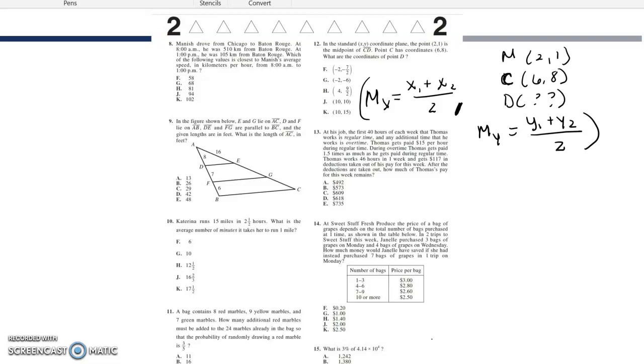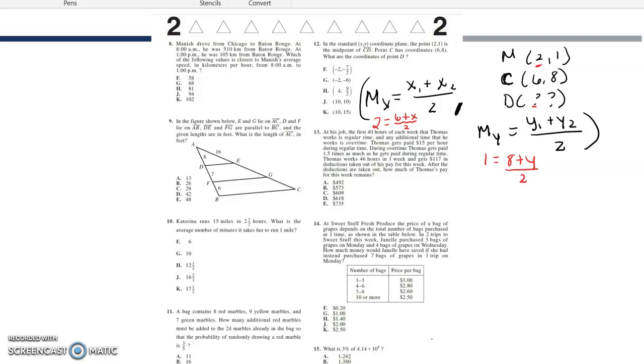We know my m of x is 2. So 2 equals, I know one of my x's is 6, I don't know my other x, okay? All divided by 2. Then here's my y, right? Because you guys know it goes x comma y. So 1 equals my y is 8 plus, I don't know my other y, divided by 2. So there's your two formulas, and you want to cross multiply and solve.